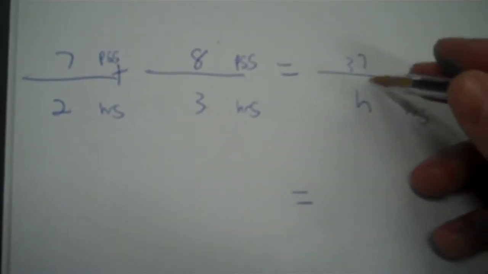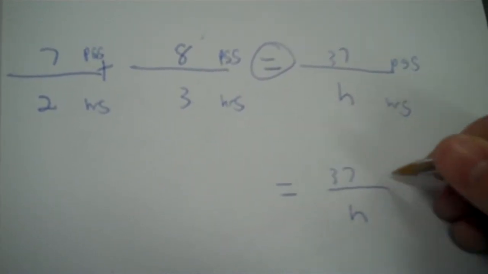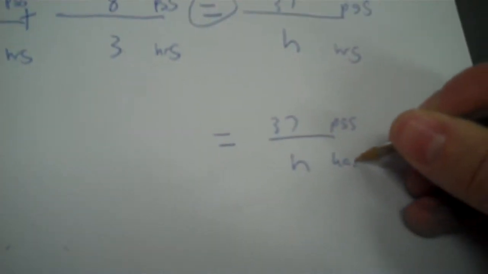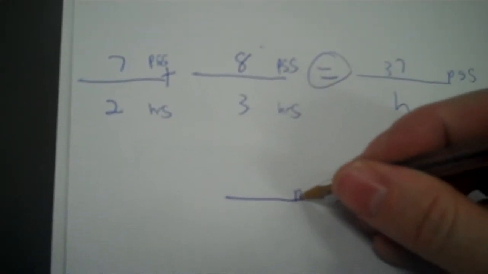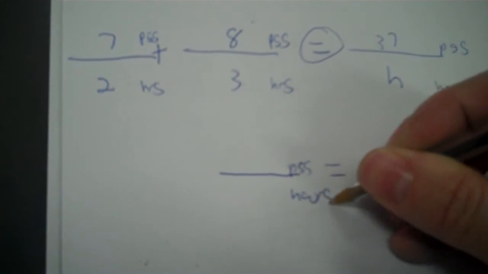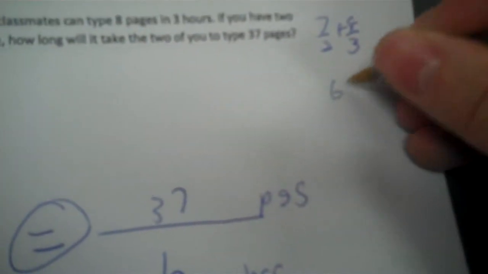So over here, this side of the equals, you keep that as 37 over H, okay? It's still pages and hours. I'm just going to simplify this so there's only one ratio. So pages and hours. Okay, we're going to add these two right now. I'm going to take 7 over 2 plus 8 over 3. Six and 1/6 is what that says. That is not going to work.